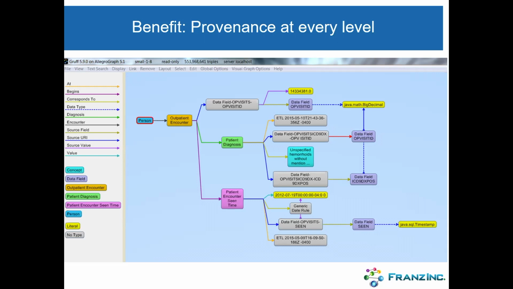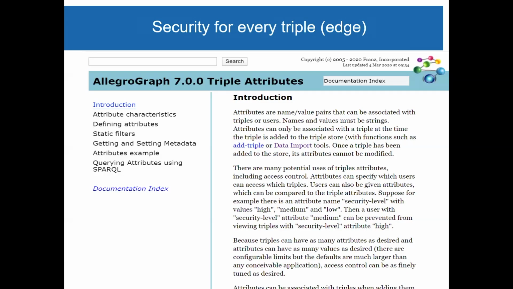And we actually have now an approach where you can take the provenance data and put it in a separate database next to your original database and federate it. And I'll talk about federation in a minute. Yeah. And then one more benefit: we can secure every triple in our entity event graph.